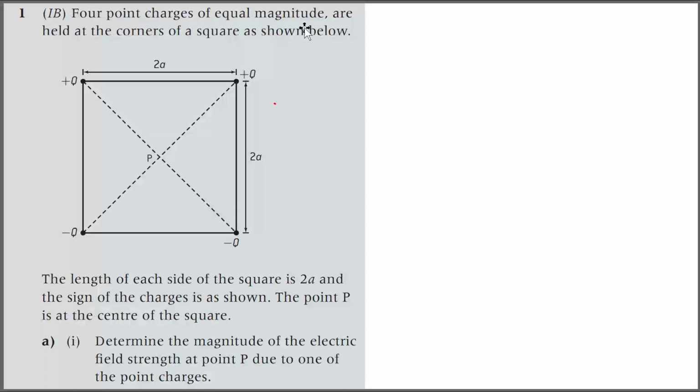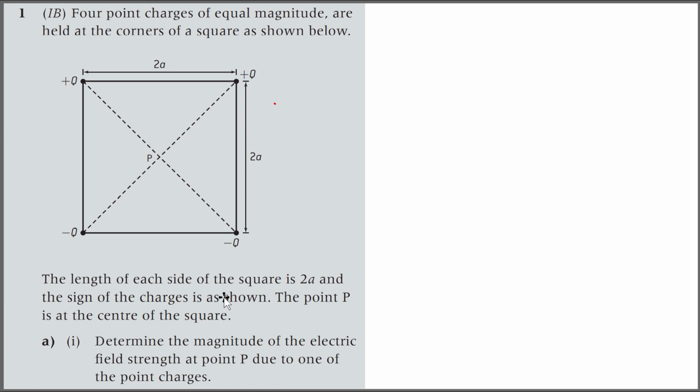Four point charges of equal magnitude are held at the corners of a square as shown below. The length of each side of the square is 2a and the sign of the charges is as shown. The point P is at the center of the square. Determine the magnitude of the electric field strength at point P due to one of the point charges.